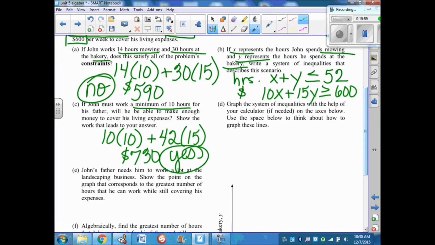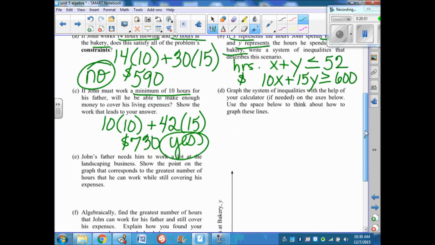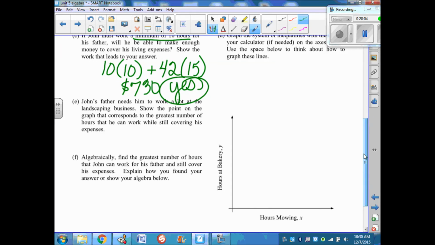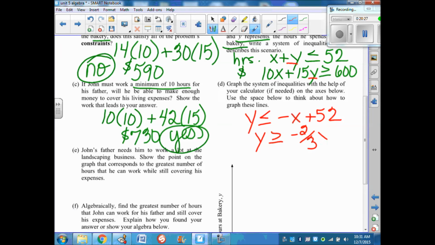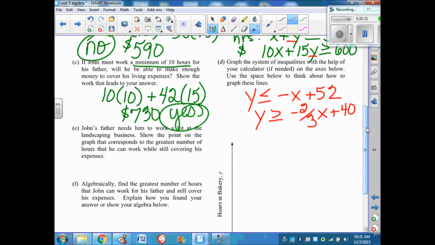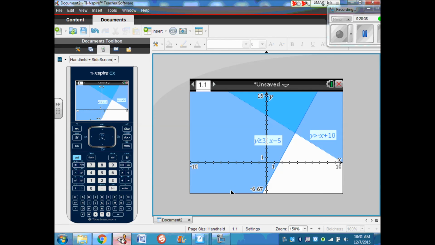Now it says graph the system of inequalities with the help of your calculator and use the space below. Okay, so let's take that system that we've got. Now in order to graph it, obviously we've got to get y by itself in both inequalities. So the first one is y is less than or equal to negative x plus 52, and the second one is y is greater than or equal to negative 2/3 x plus 40. So let's go to the calculator and graph those two.